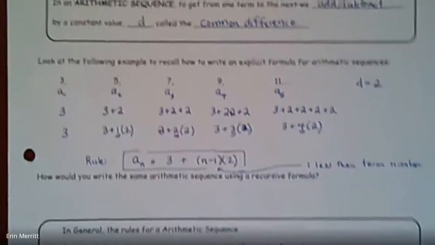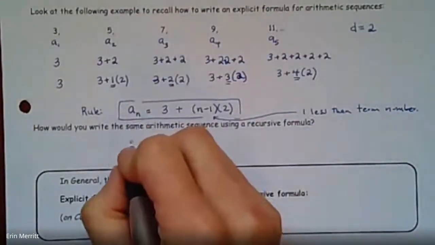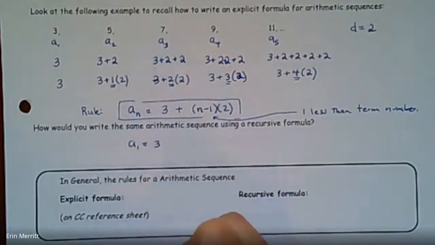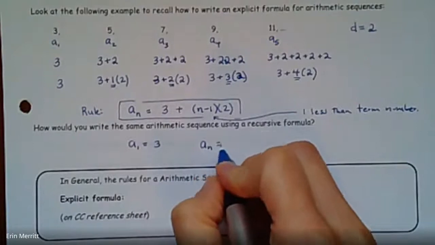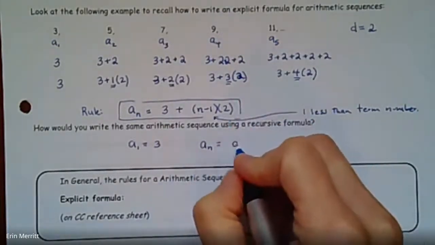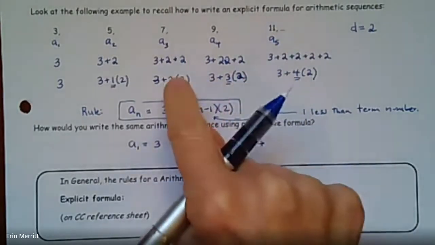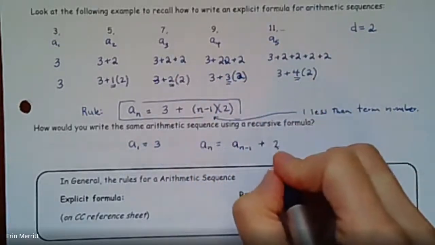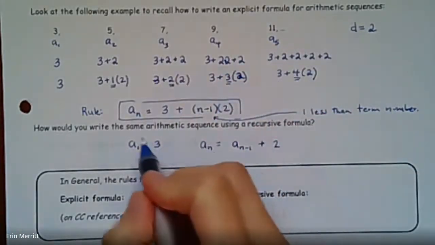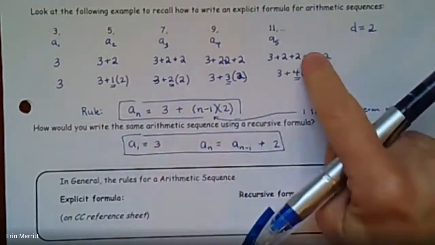When it says, how would you write the same arithmetic sequence using a recursive formula? Well, recursive formula means you have to tell me what the first term is. So you got to give me somewhere to start. So the first term would be 3. And then we could write the rule to say to get any term in the sequence, just take the term before it. So that would be a sub n minus 1 and add on what? Well, you're adding 2 to get from one term to the next. So you would add on 2. That, again, would be the rule for this specific problem right here.